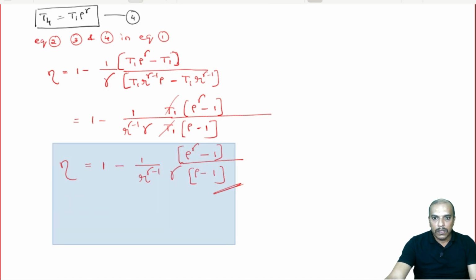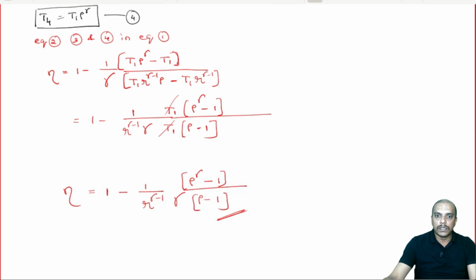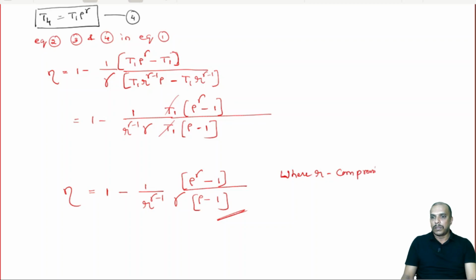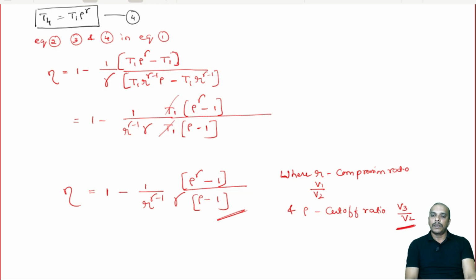So, this is the expression for efficiency of a diesel engine in terms of compression ratio and in terms of cutoff ratio, where R is the compression ratio, V1 by V2, and rho is the cutoff ratio, V3 by V2. Okay. Thank you.